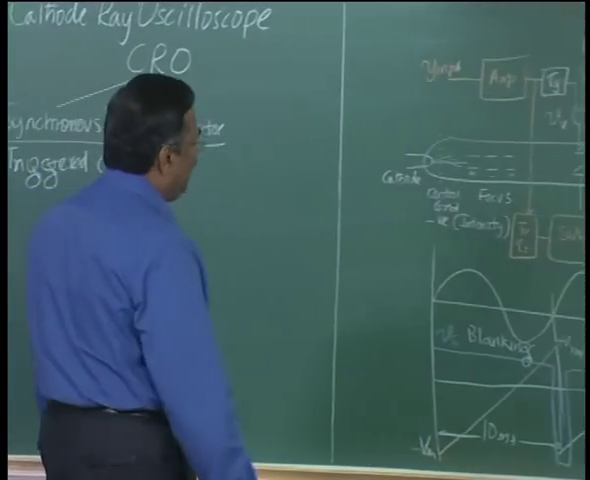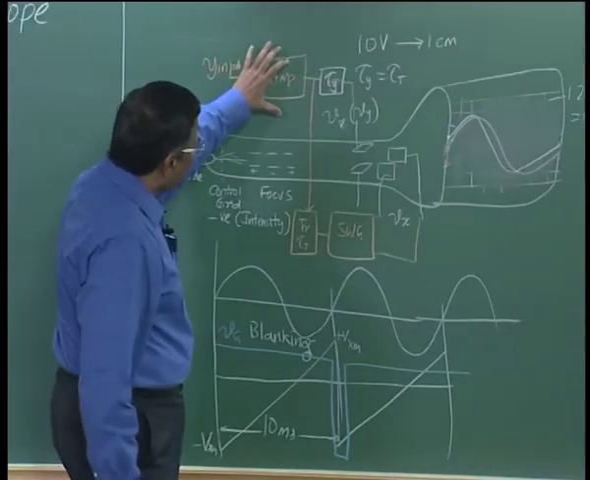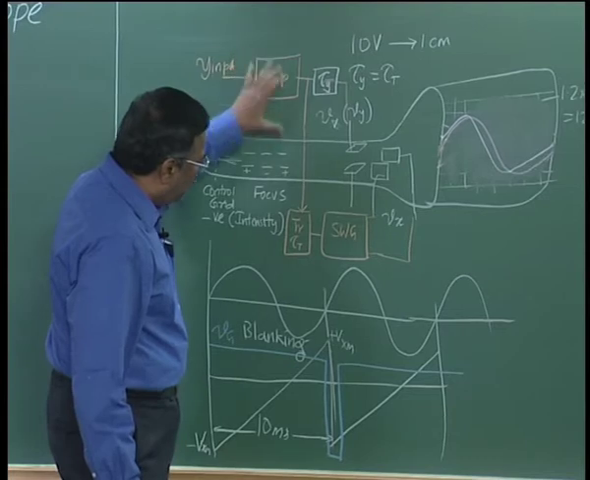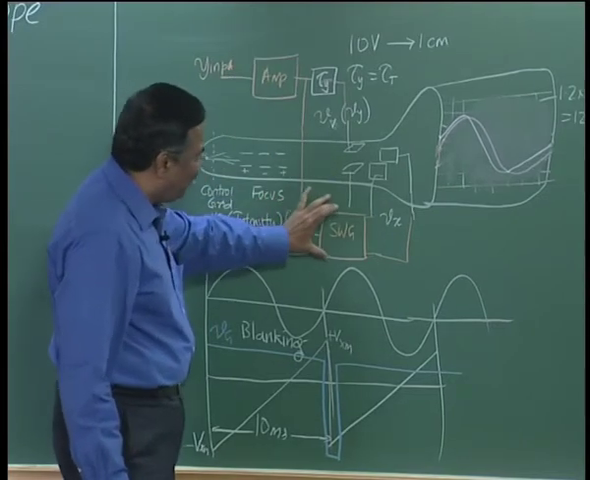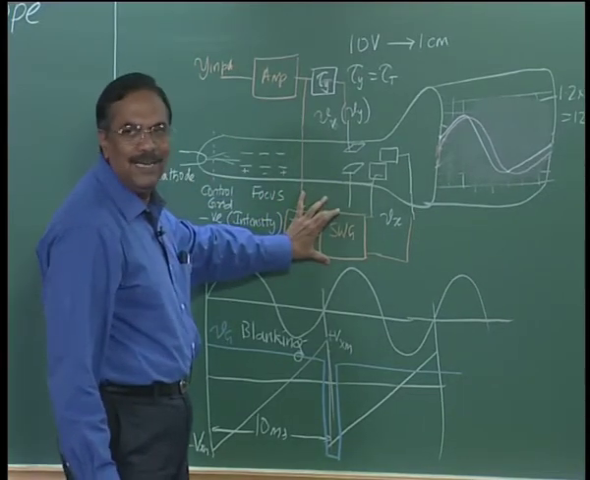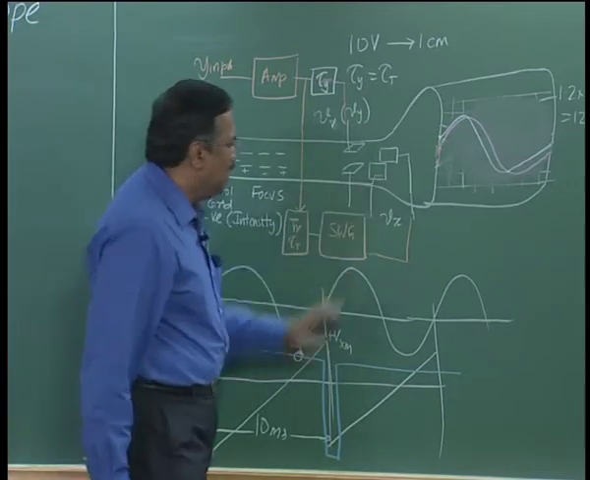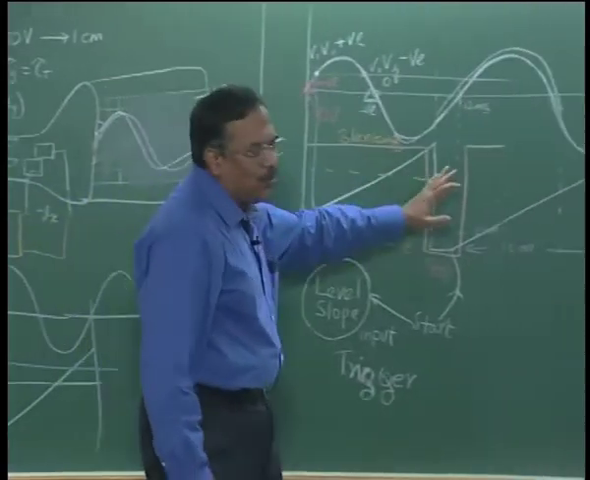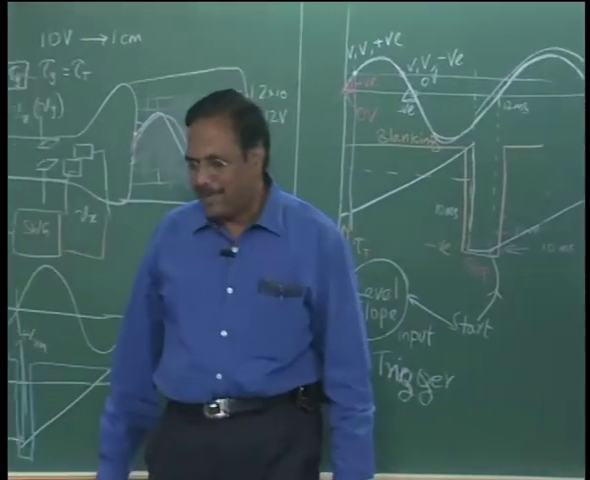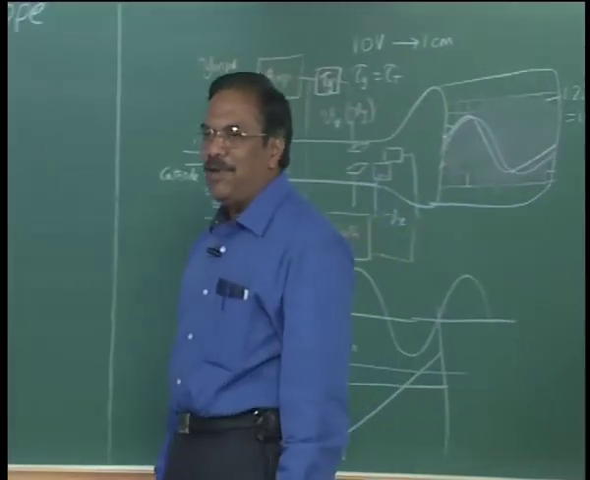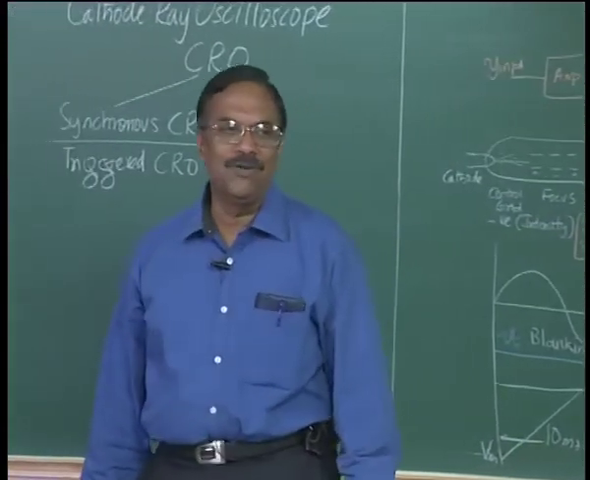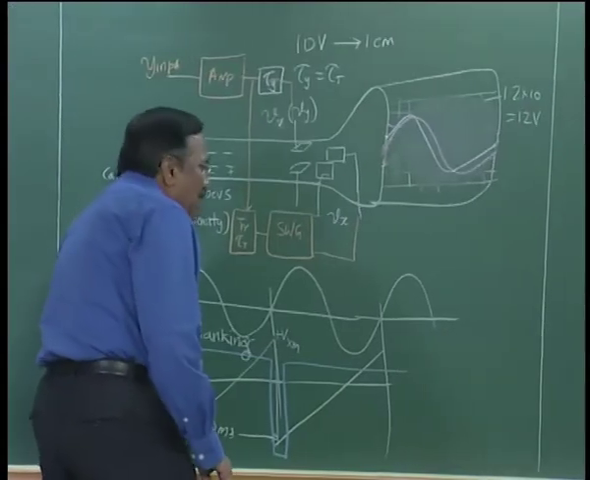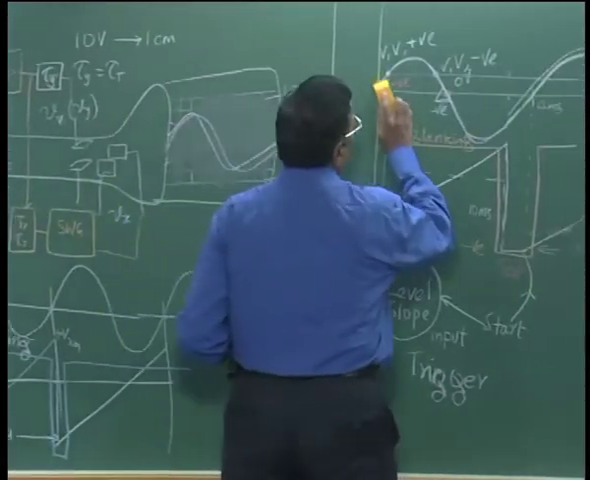So, once we have the Y input, once we have the trigger circuit, once we have a start-stop sawtooth wave generator connected to the X plates, I have my triggered mode oscilloscope, or simply oscilloscope or CRO, beautifully displaying whatever signal, right. Now, let us dwell a little more on this aspect.